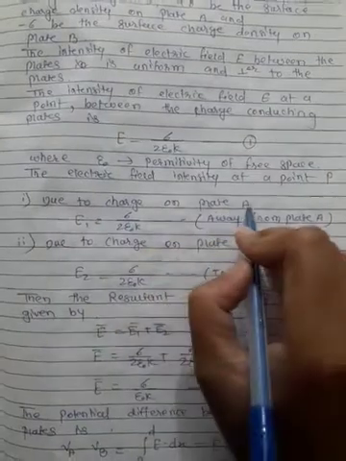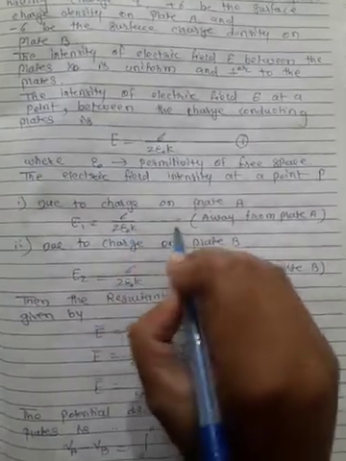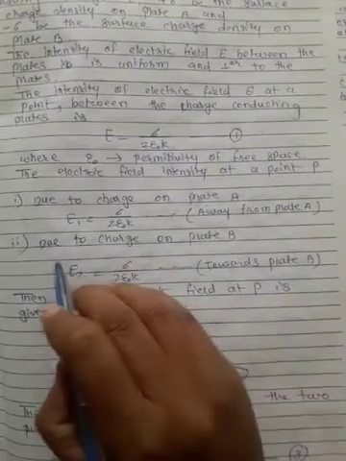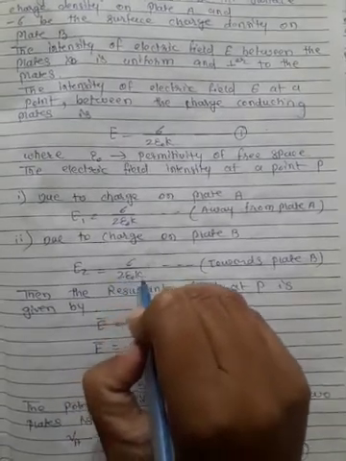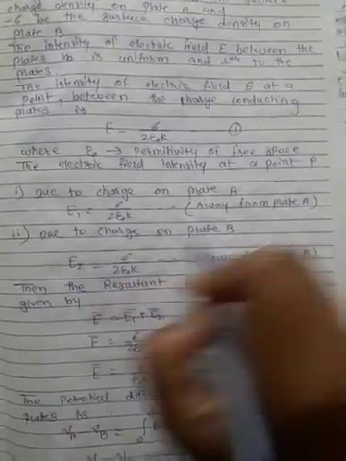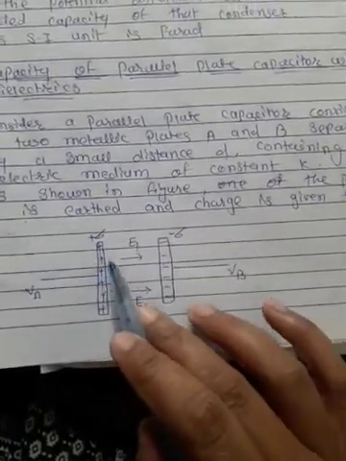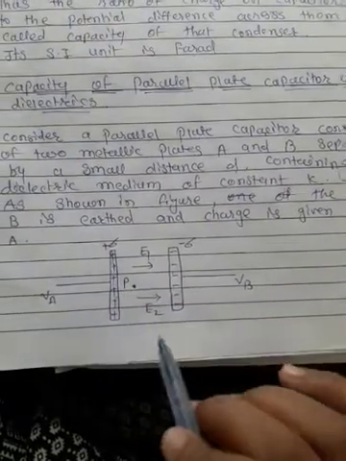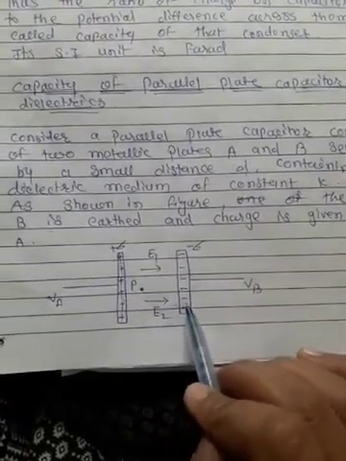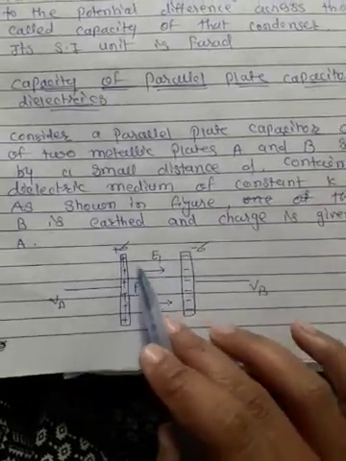Due to the charge on plate A, we get E1, which is given by sigma upon 2 epsilon naught K. The direction of this E1 is away from plate A. Due to the charge on plate B, E2 is given by sigma upon 2 epsilon naught K, and the direction of this E2 is towards plate B. That is, at point P the electric field intensity is produced by both plates: E1 by plate A, directed away from plate A, and E2 by plate B, directed toward plate B.